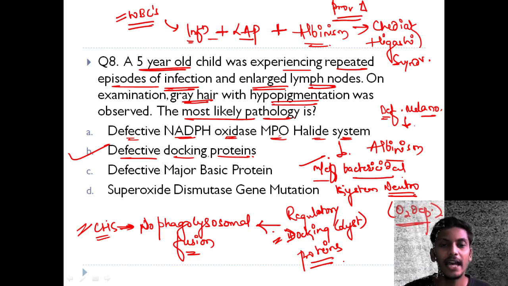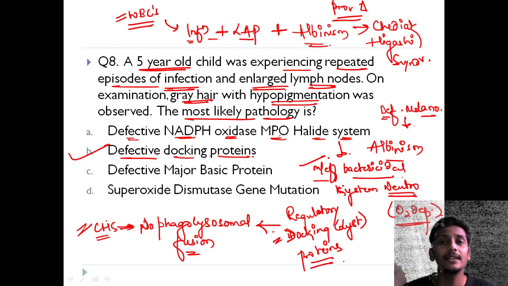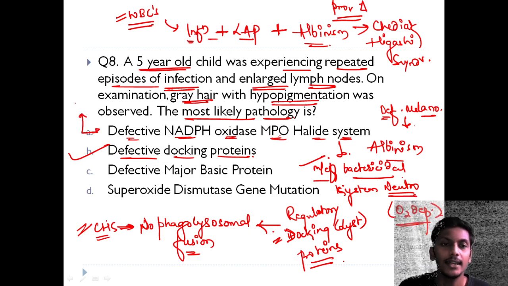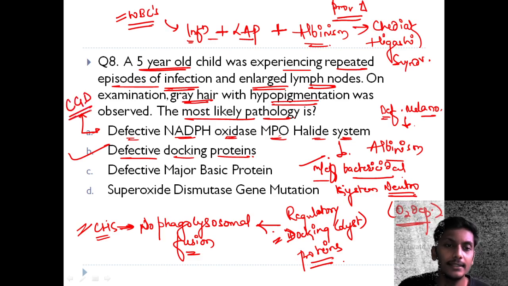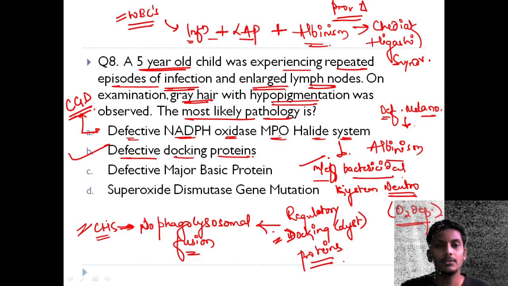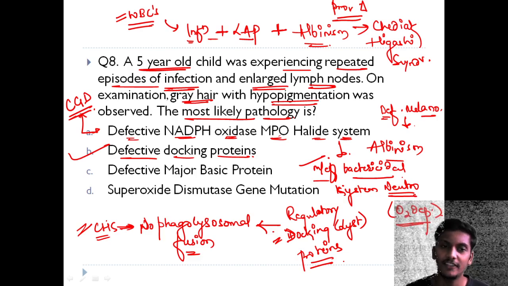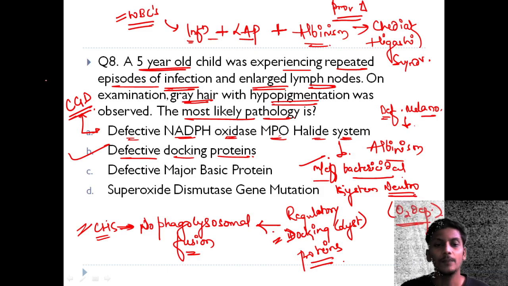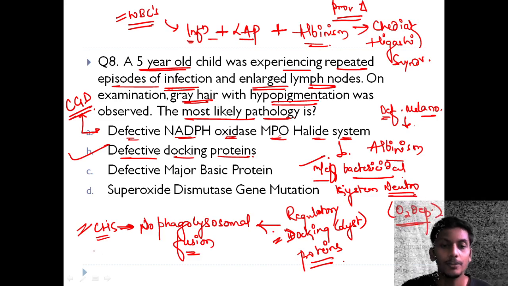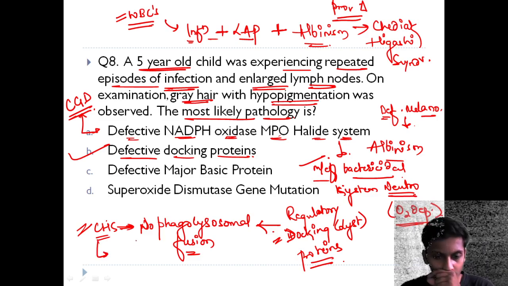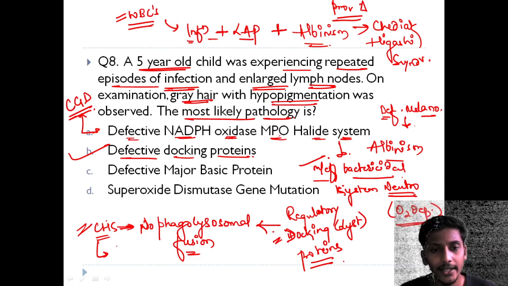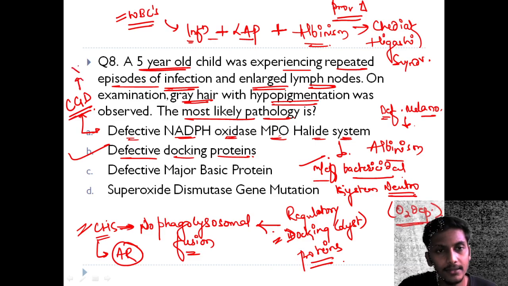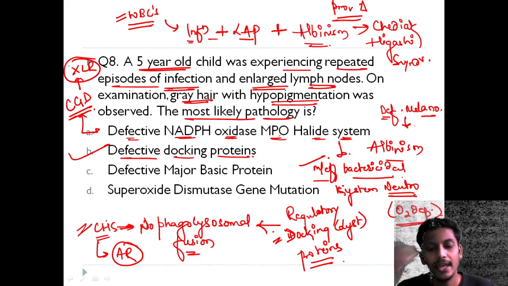But if this NADPH oxidase myeloperoxidase halide system is itself defective, then what will happen? It would lead to some disorder. And what is this disorder known as? It is known as chronic granulomatous disease or chronic granulomatous syndrome. Please remember, if NADPH oxidase enzyme is defective, it can lead to chronic granulomatous disease. They can ask you the pattern of inheritance. Chediak-Higashi syndrome is autosomal recessive, whereas chronic granulomatous disease is X-linked recessive.